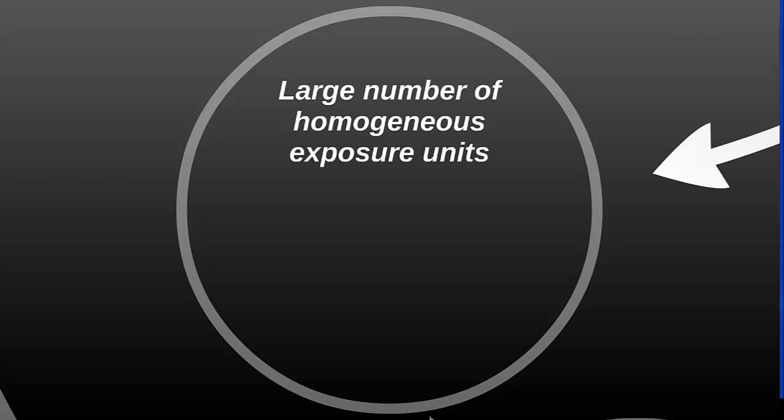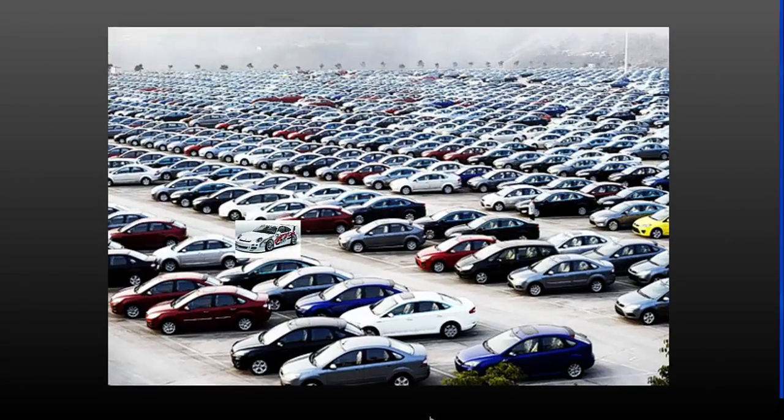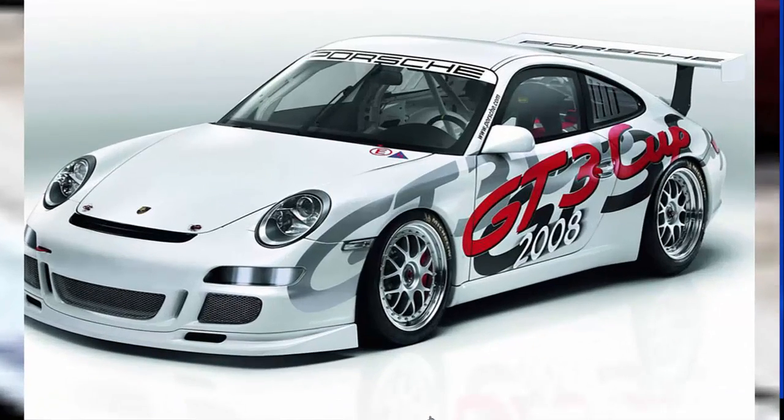So first, there should be a large number of homogeneous exposure units. The auto industry is a classic example of a large number of homogeneous exposure units. Most of the vehicles on this lot have a very similar exposure. They have a similar cost and they have a similar driving experience. But notice this vehicle, which of course I superimposed on this picture. This vehicle is clearly not the same exposure.